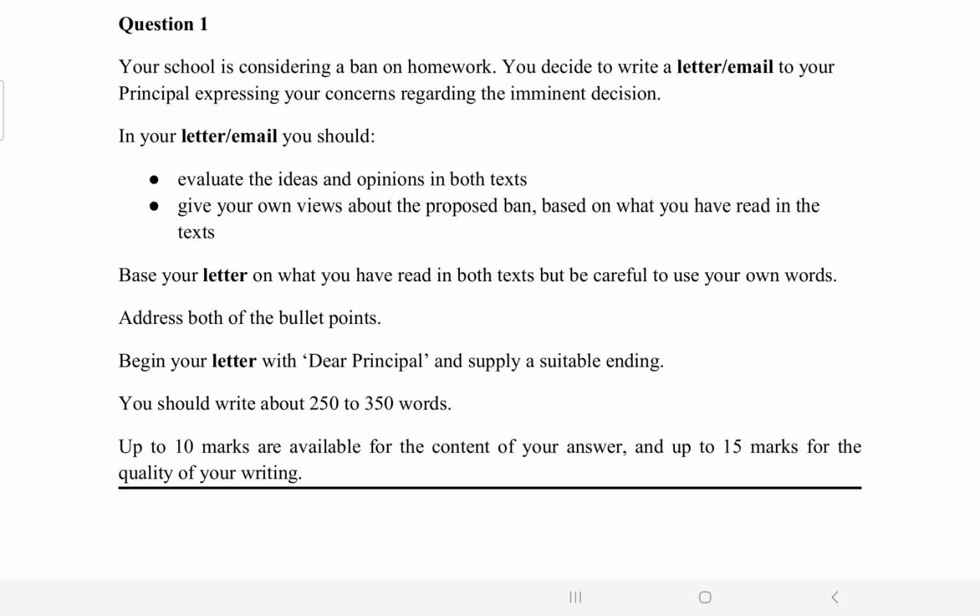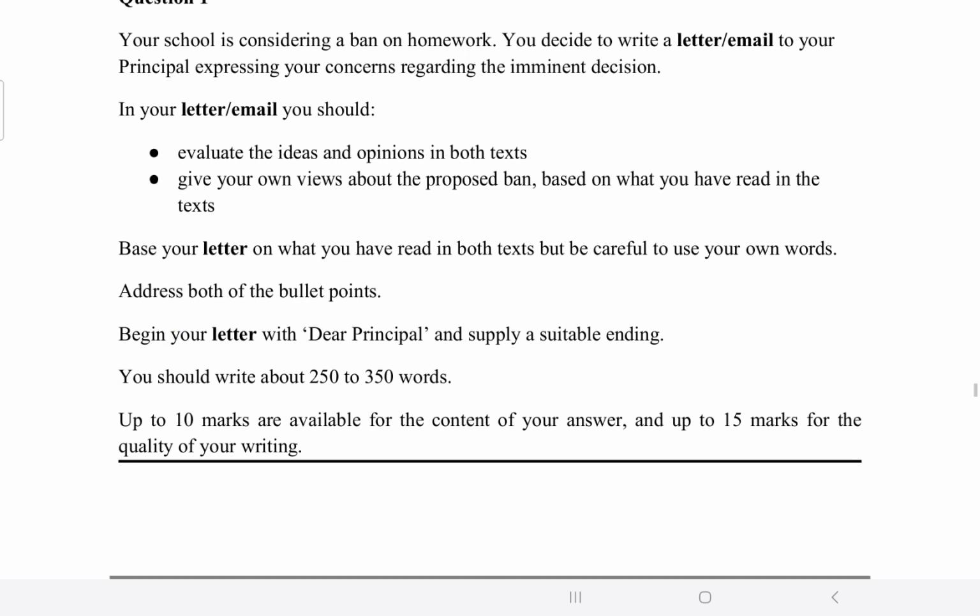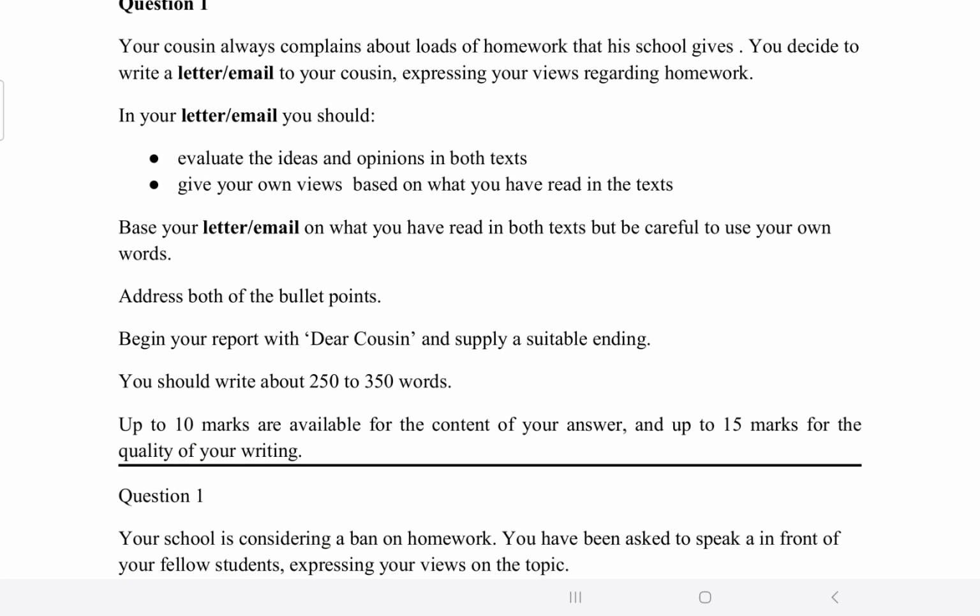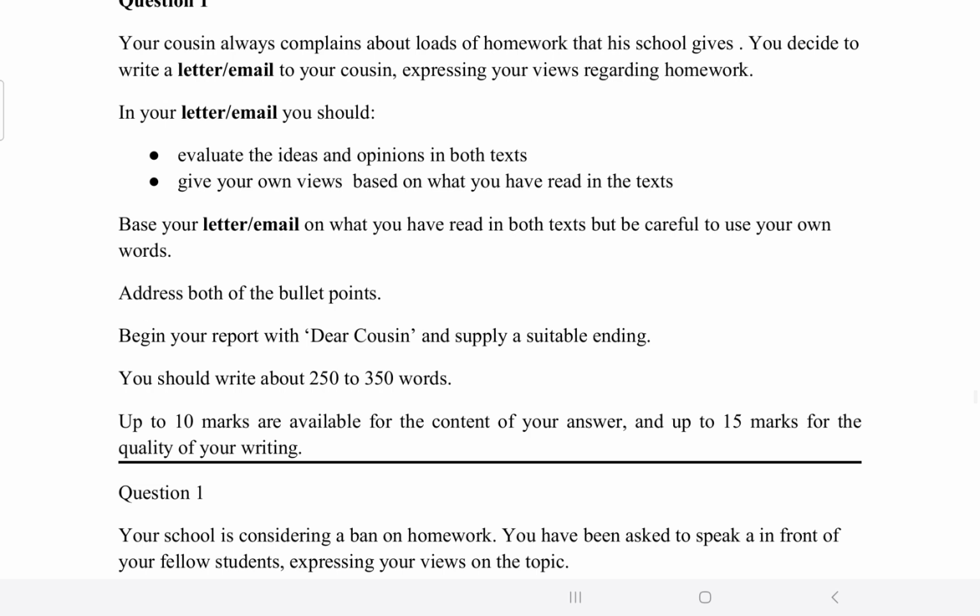Then next is again the same. You should write about 250 to 350 words, and up to 10 marks are available for the content of your answer and up to 15 marks for the quality of your answer. Now next one is again a letter or email. Because your cousin always complains about loads of homework that his school gives, you decide to write a letter or email to your cousin expressing your views regarding homework. All the things are the same.